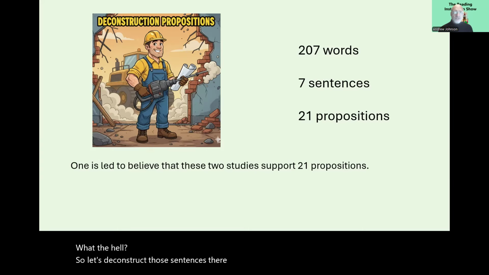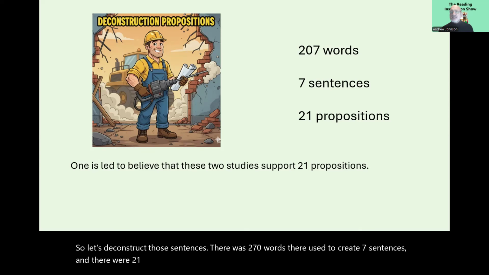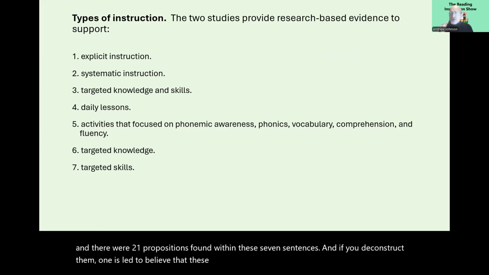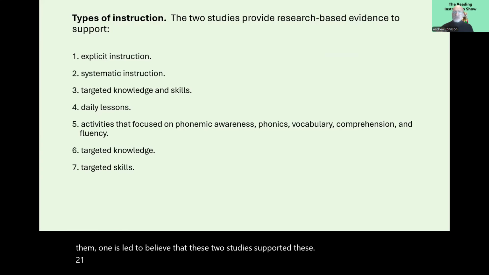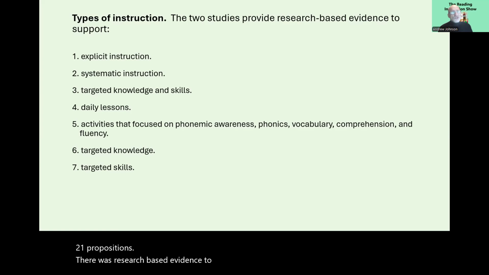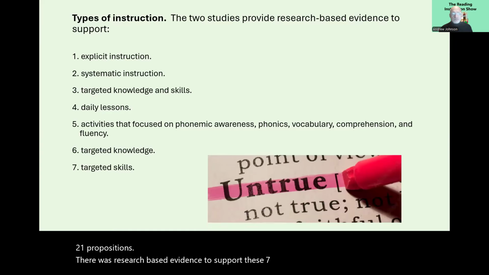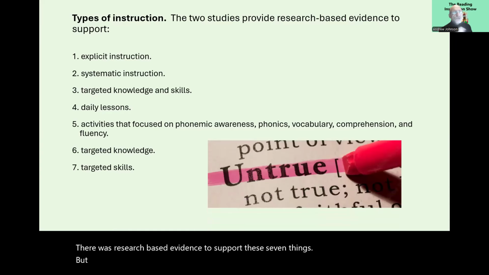There were 270 words there, used to create 7 sentences. And there were 21 propositions found within these 7 sentences. And if you deconstruct them, one is led to believe that these two studies supported these 21 propositions. There was research-based evidence to support these 7 things. But that is untrue.